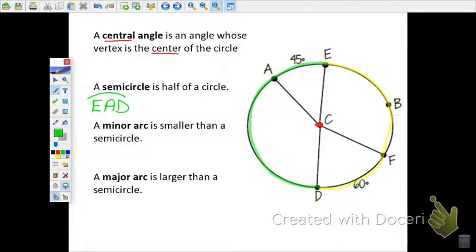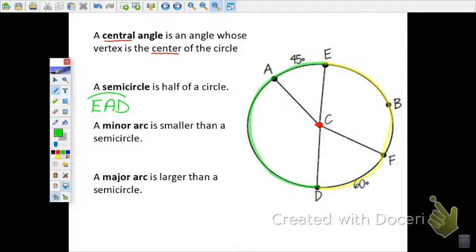don't actually have a central angle because the angle would be, for example, ECD, but that's not an angle. An angle can't be 180 degrees. It has to be less than that. But when we talk about the minor and major arcs, then we'll also talk about those central angles.